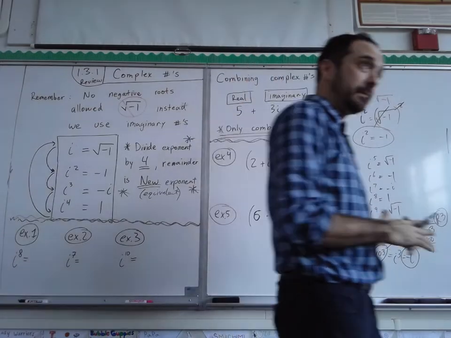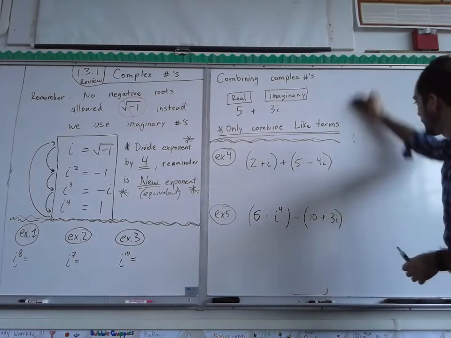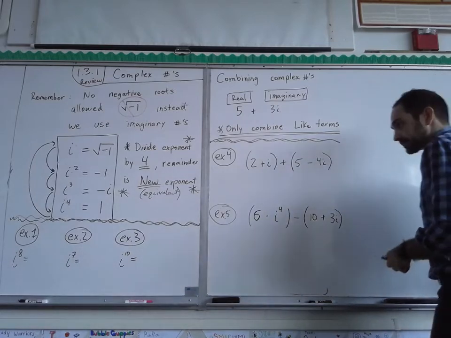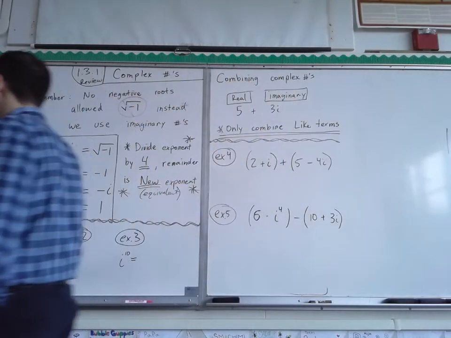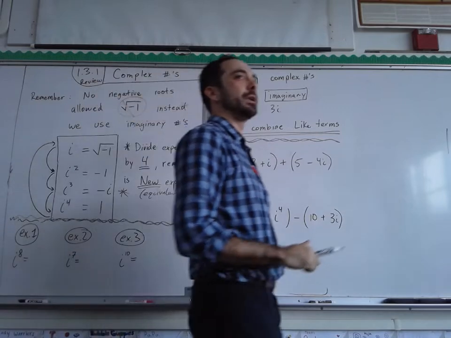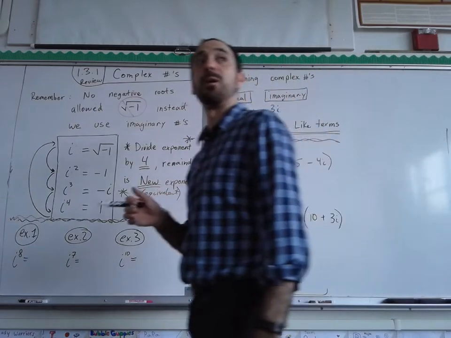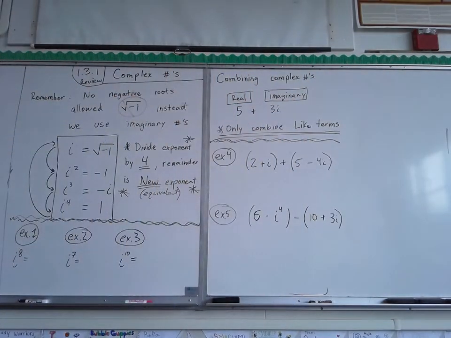Okay. So I'd like for you, on your own, and then check with the neighbor, go ahead and find i to the 8th. Go ahead and find i to the 8th. So take 8, divide it by 4, double check with your neighbor. No remainder. So 0 is equal to i to the 0.